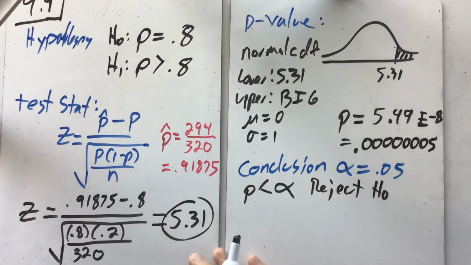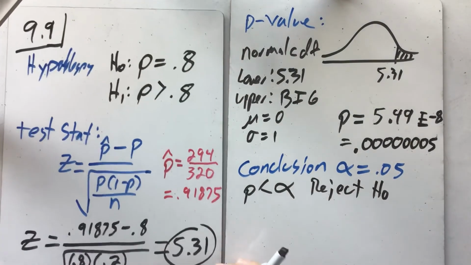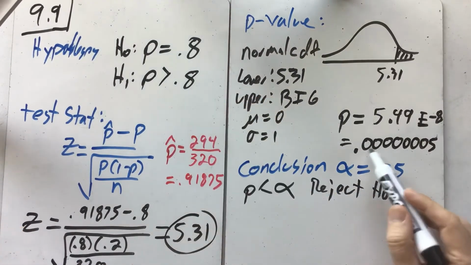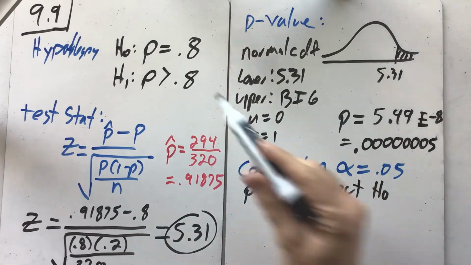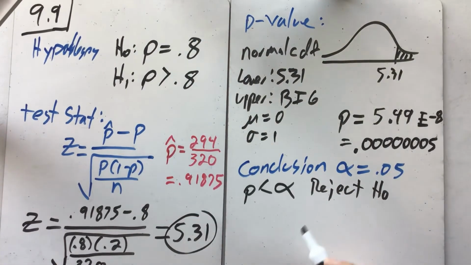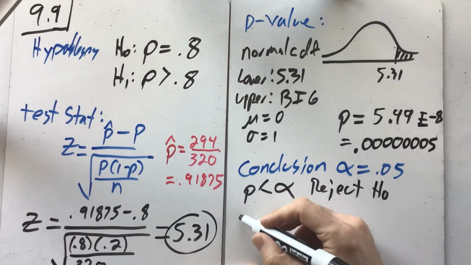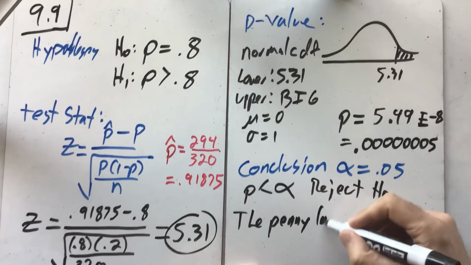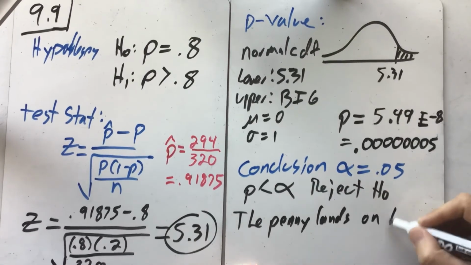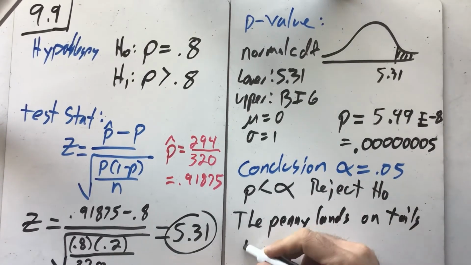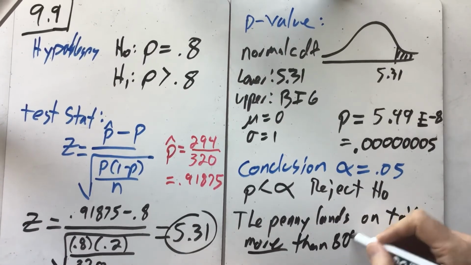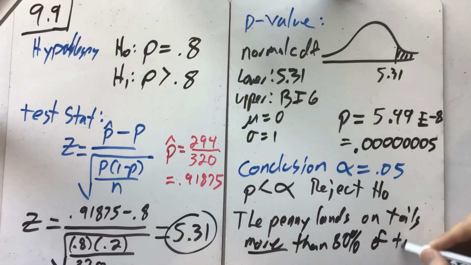So the chance that the coin lands on heads or lands on tails 80% of the time is almost 0. The actual truth is that it lands on heads much more than 80%. So we're going to reject H naught. We conclude that the penny lands on tails more than 80% of the time.